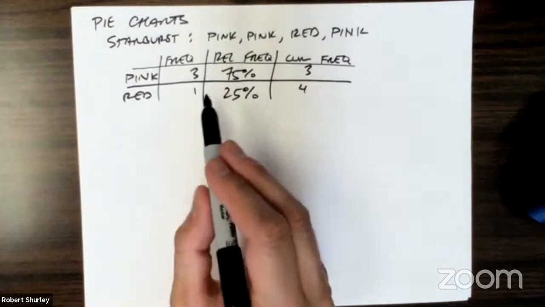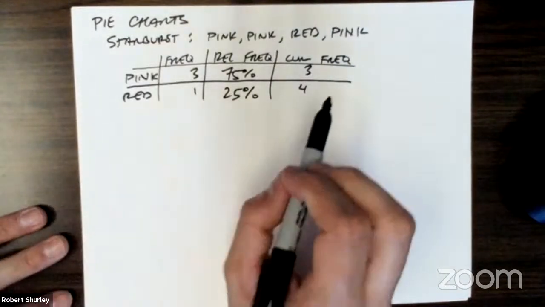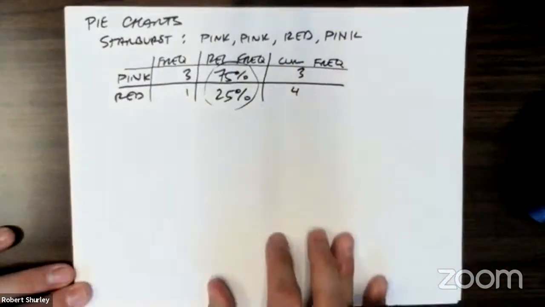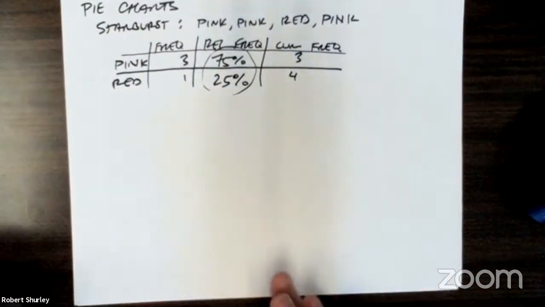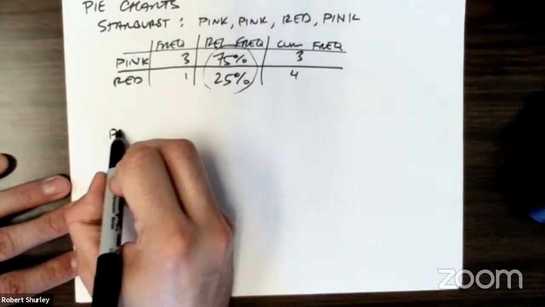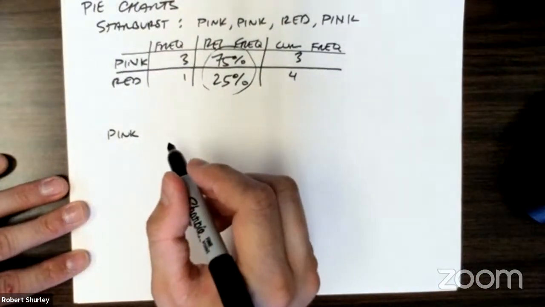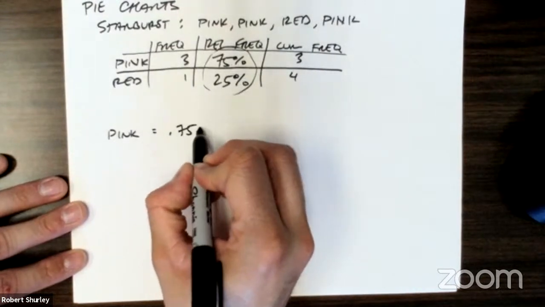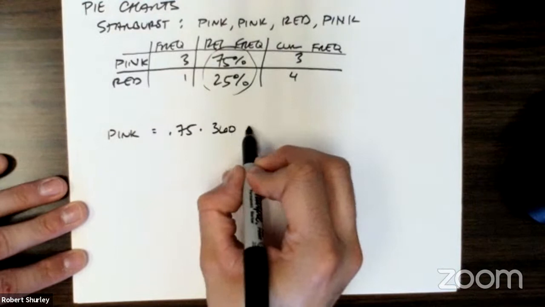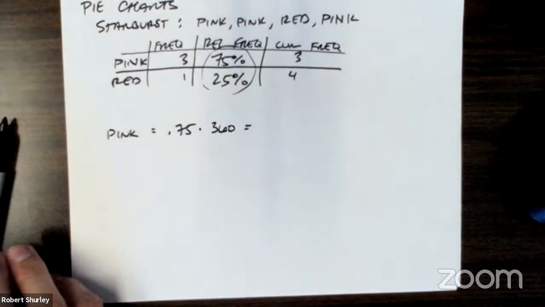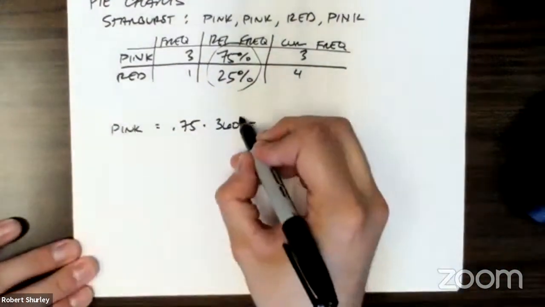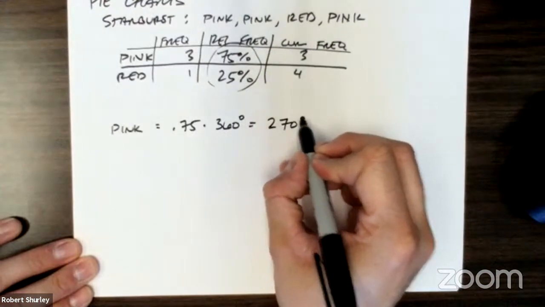Because that's our total. Now, if we were going to make a pie chart out of this, we would use this relative frequency for our degrees of the pie chart. So let's look. If I wanted to find pink's wedge in the pie chart, well, it's going to equal 75%, so 0.75 times 360. That's going to be 270. Now this is degrees, so it's going to be 270 degrees.